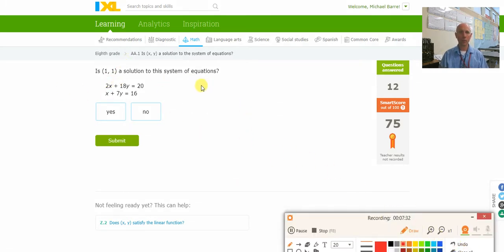Okay, so 2 times 1 plus 18 times 1 equals 20. That worked. And 1 plus 7 times 1 equals 16. That doesn't work, so it is not a solution.